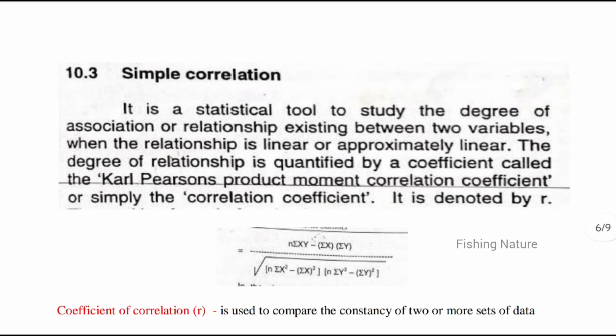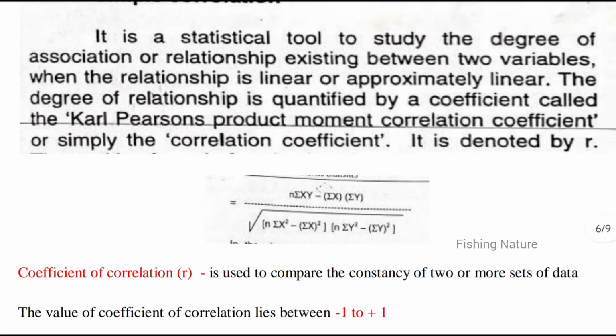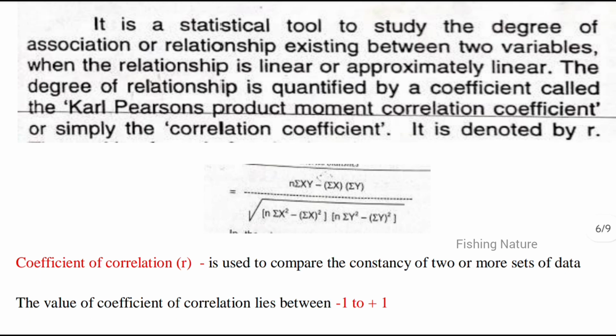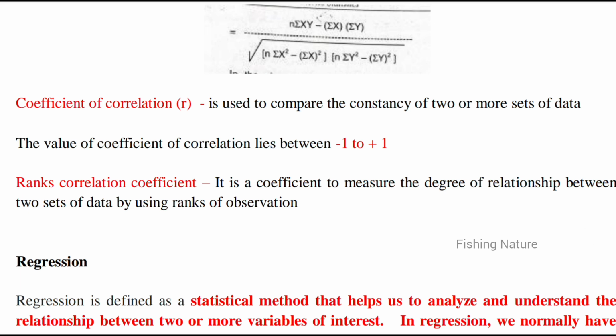Next, simple correlation. Simple correlation is a statistical tool to study the degree of association or relationship existing between two variables. When the relationship is linear or approximately linear, the degree of relationship is quantified by a coefficient called the Karl Pearson product moment correlation coefficient, or simply the correlation coefficient, denoted by r. It is the coefficient of correlation. It is used to compare the constancy of two or more sets of data. The value of the coefficient of correlation is from -1 to +1. Remember these values, it is very important.